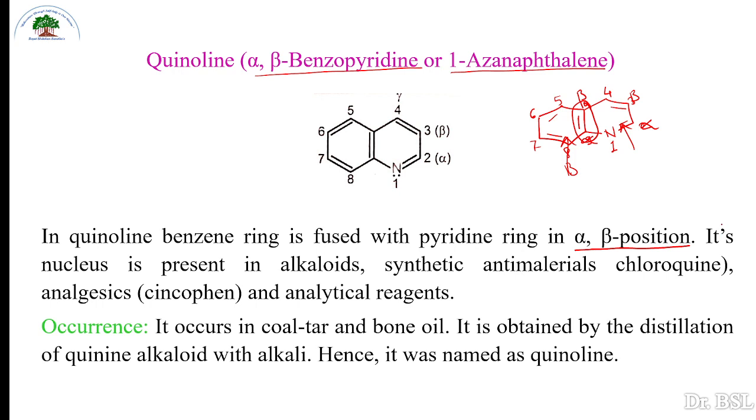Its nucleus is present in alkaloids, synthetic anti-malarials like chloroquine, analgesics like cinchophen, and analytical reagents. And it occurs in coal tar and bone oil. It is obtained by distillation of quinine alkaloid with alkali or base. Hence, it is named as quinoline.